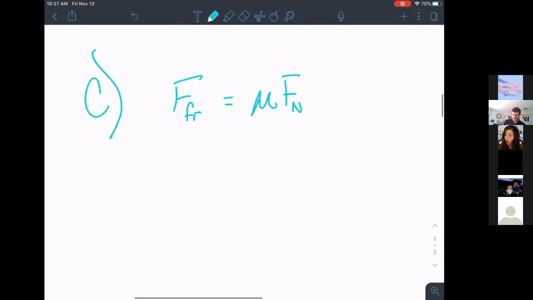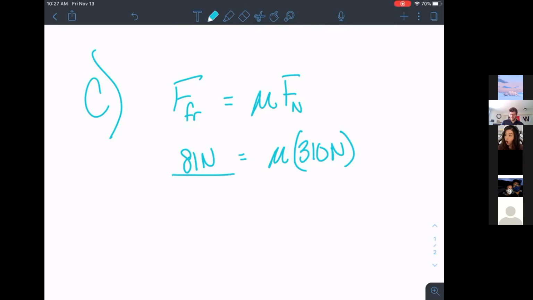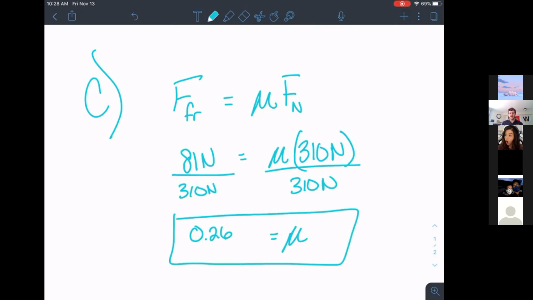So our force of friction we had was 81 newtons equals mu times our normal force, which we have was 310 newtons. So how am I going to get mu by itself? Divide by 81. 310. What do we get for mu then? 0.26. Perfect. And there are no units on mu. It's a coefficient. It has no units that go after it. So this is our final answer.